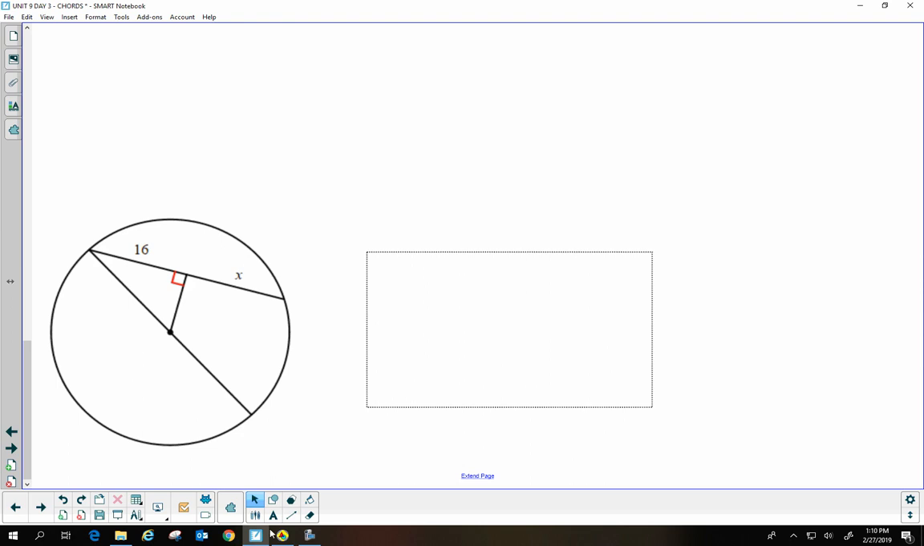And just another way to look at it, again, I do have a diameter, and I also have a piece of a radius, like I did in the first one, and that intersects this chord, and they're perpendicular because of the right angle there. So again, that means that these two pieces are congruent. So x is 16.